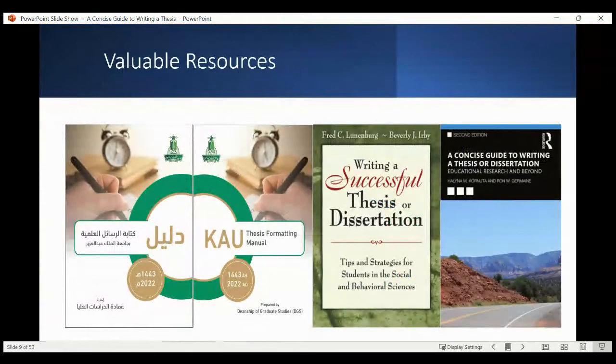Valuable resources. For this presentation, I use these resources. King Abdulaziz University has a thesis formatting manual in Arabic and in English. So you can download this from the Deanship of Higher Studies. You can download this from their website. Also, if you need more information or details, you can use many resources like the ones that I used here in the presentation.